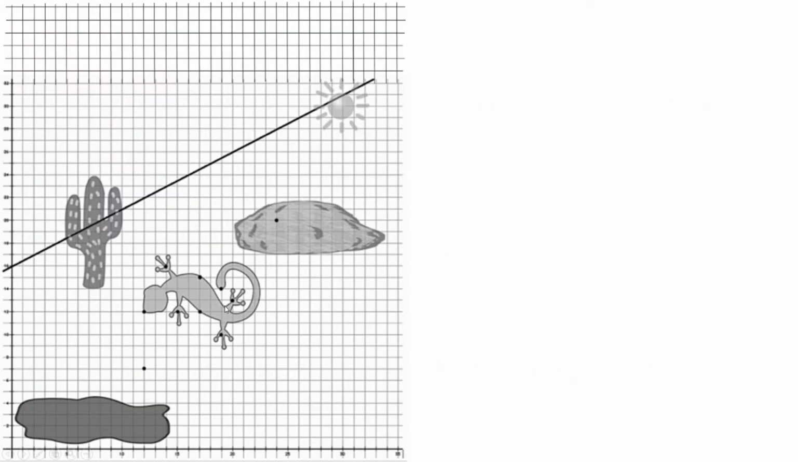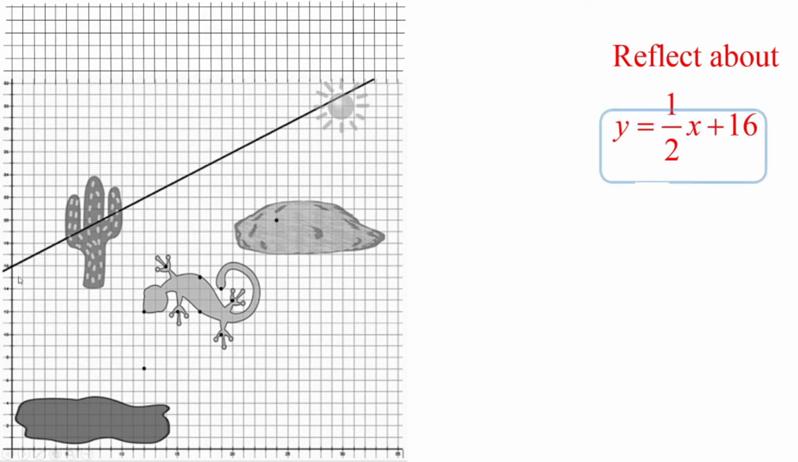So here is our leaping lizard right here, and we need to reflect this leaping lizard over probably this line, which was y equals 1/2 x plus 16. So it looks like the lizard's doing a backflip over that cactus. Oh, how cool. All right, let's double check the line though, okay? Let's see, this line has a y-intercept of 16, right there, and a slope of 1/2, meaning I'm going to rise 1, and I'm going to run 2, right there. So that looks like my line perfect.